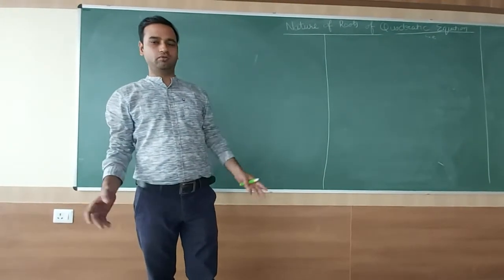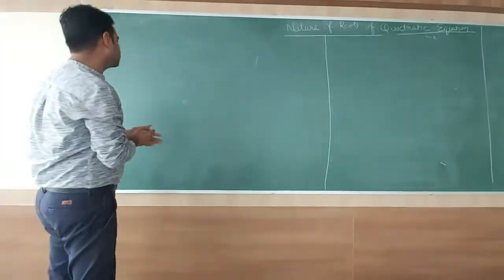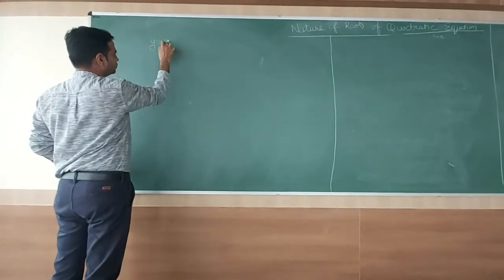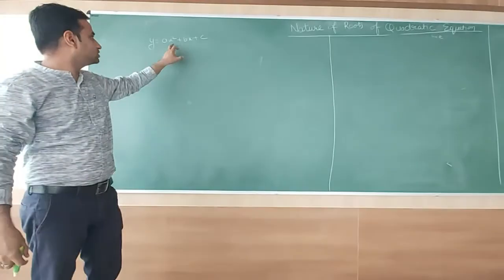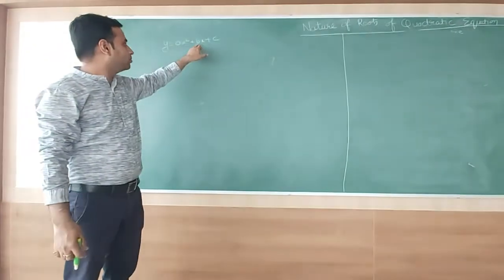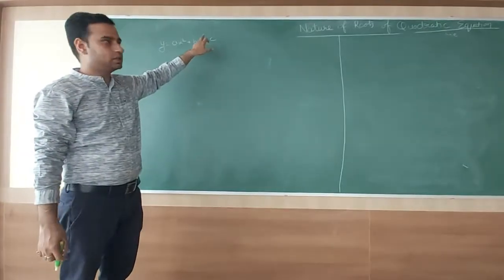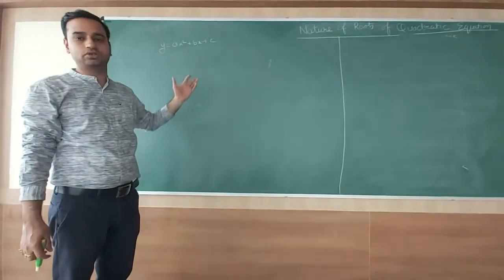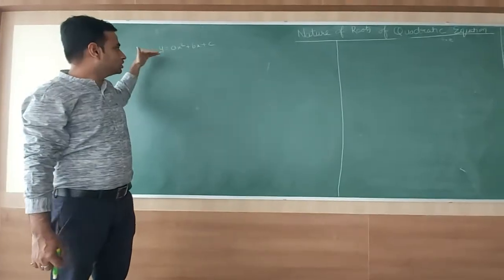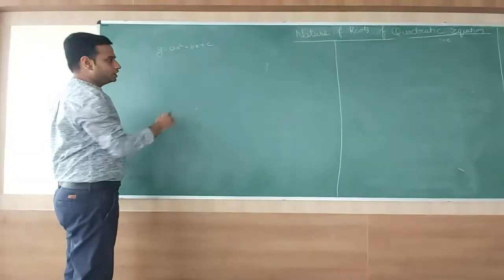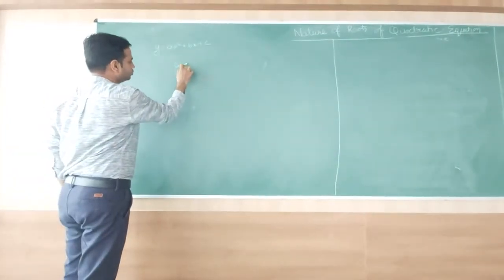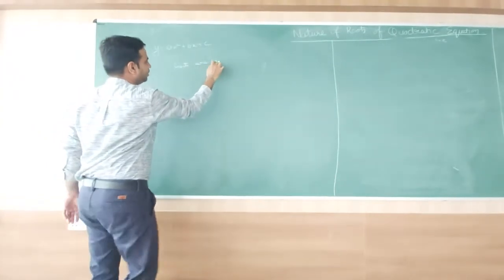First of all, we are assuming the quadratic equation y equal to ax square plus bx plus c. Now see, a is the coefficient of x square, b is the coefficient of x, and c is independent. It is a constant. So this is the quadratic equation which we have assumed. Now again let us suppose its roots are alpha and beta.